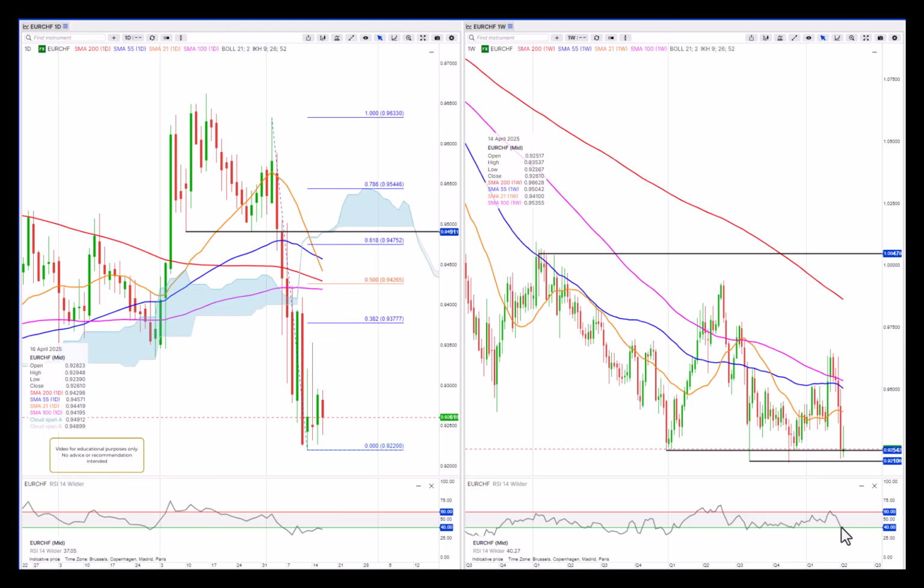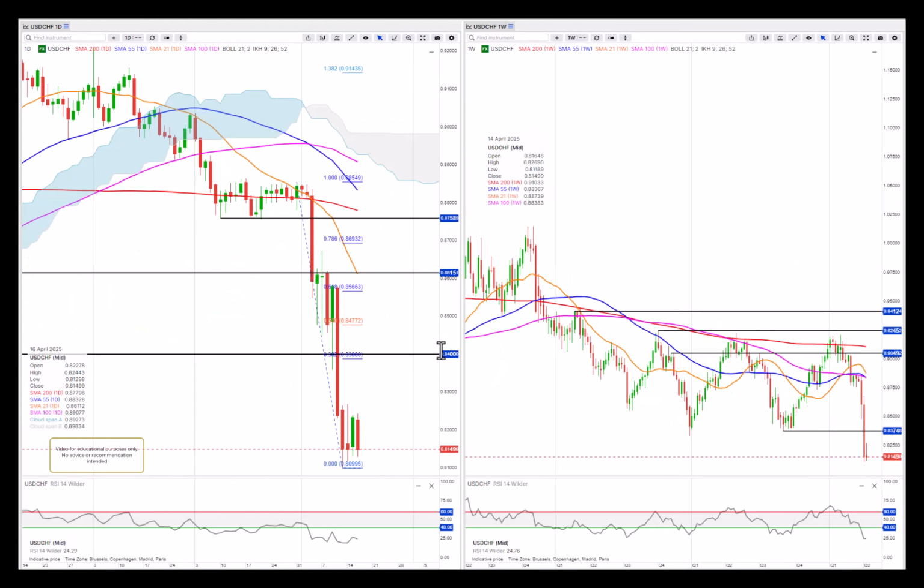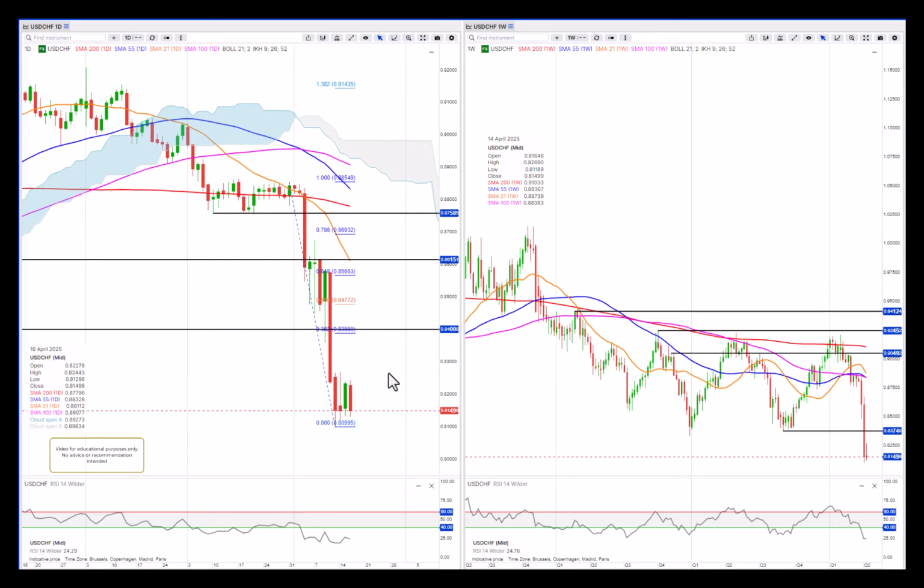Dollar Swiss, a little bit of a limbo, I would say. If it takes out the lows here from a few days ago at just below 81, then we have talked about it before.